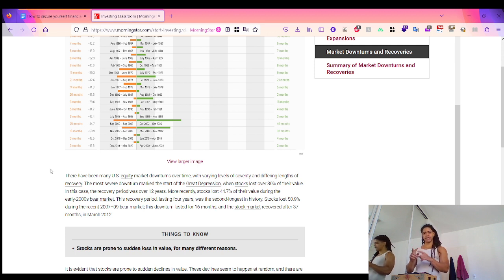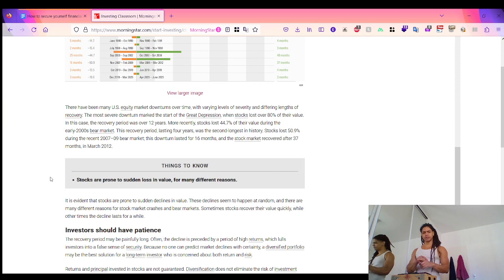So the thing here is that the pattern of all these recoveries is that they have shrunk in time. But the question is, do you have that time to let the market recover itself miraculously, or might you do something about it? Perhaps learning valuable skills that are aligned with the market, things like that. But in any case, stocks are prone to loss in value for many different reasons.